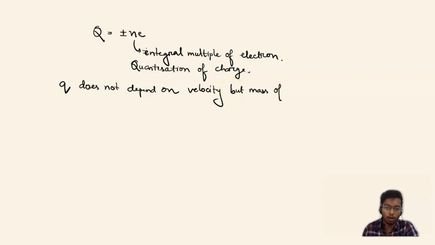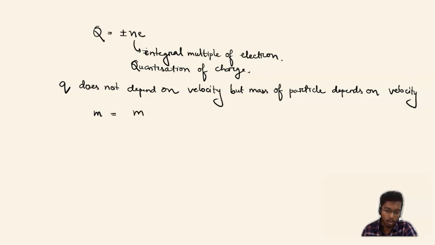Mass of a particle depends on velocity. This can become a subjective question. We have the expression m equals m naught upon under root of 1 minus v square upon c square. Here the mass depends on the velocity, but the charge does not.